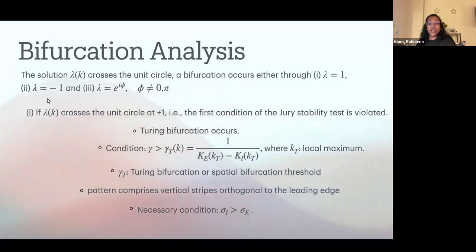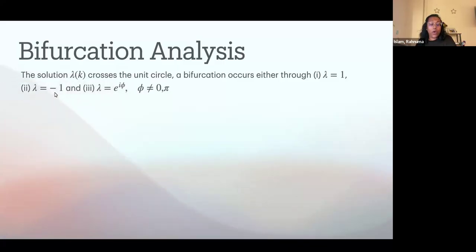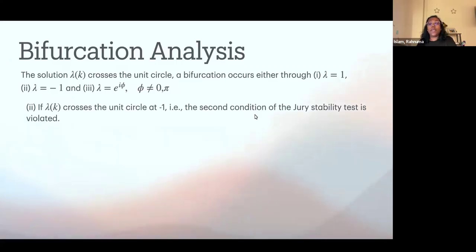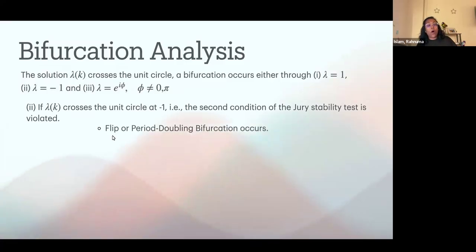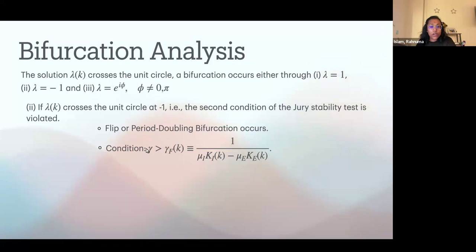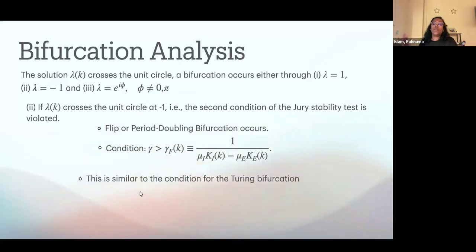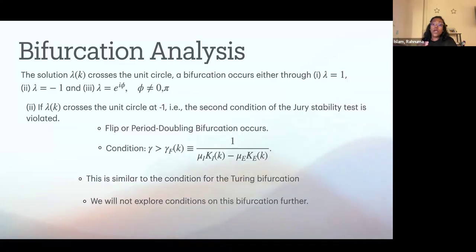Then the second bifurcation is when lambda crosses the unit circle via -1. This is when the second condition of the Jury stability test is violated. This is when flip or period doubling bifurcation occurs. And the condition is that gamma has to be greater than this expression, which we call gamma f. This is similar to the condition for the Turing bifurcation, but we did not explore this condition any further because this bifurcation does not give us any pattern.